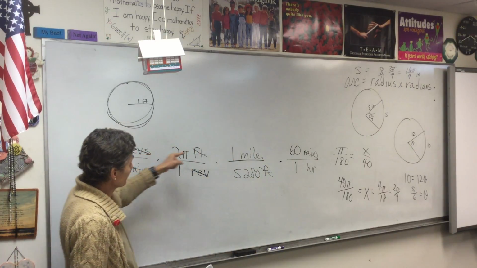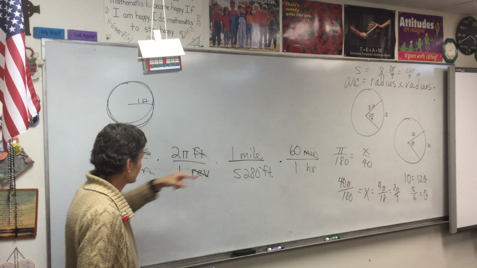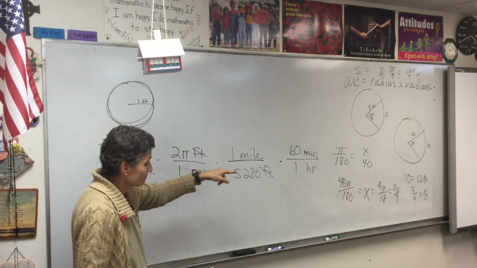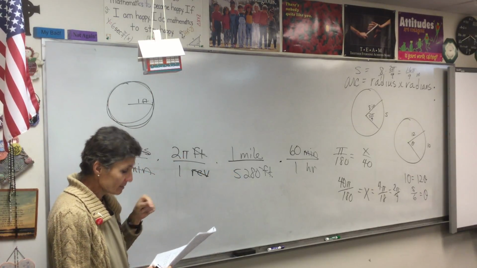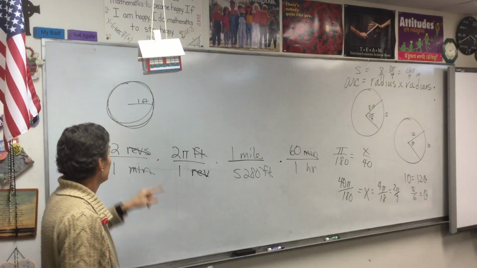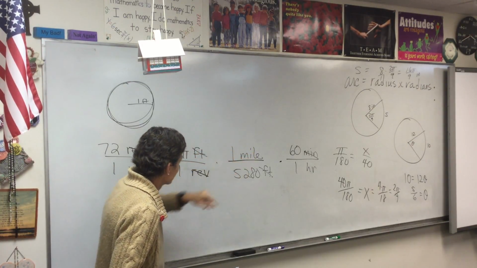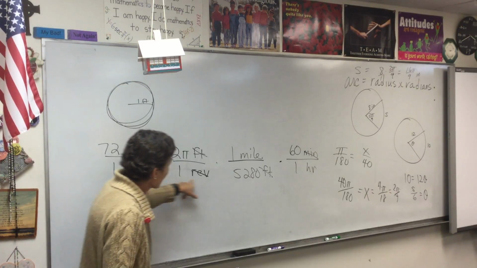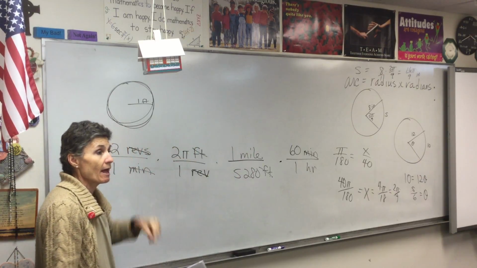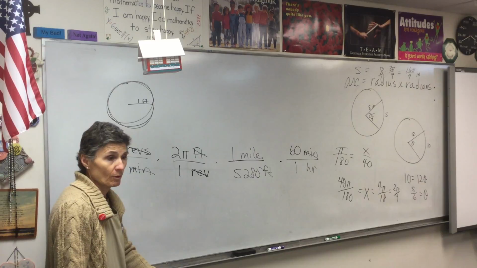And what unit do I have left on the top? Miles. What unit do I have left on the bottom? Hours. And isn't that what I wanted? Miles per hour. So you're going to multiply 72, 2 pi, and 60. And divide that by 5,280, and that will be miles per hour.